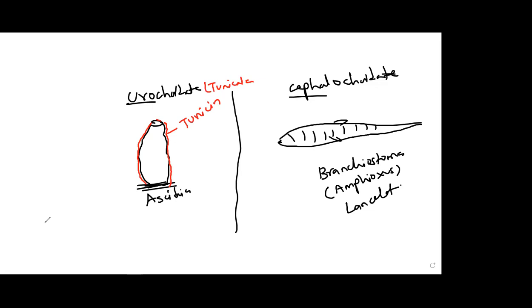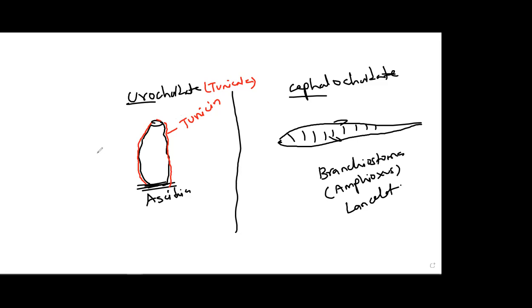What is Tunicata? They have a cellulose-like material surrounding the body, which is called tunicin. As their body is covered by tunicin, the name given is Tunicata. And one very interesting thing, adults are sessile, they cannot move.